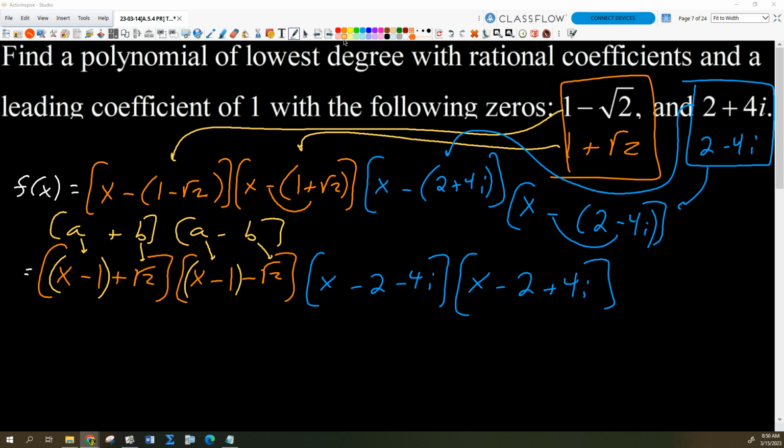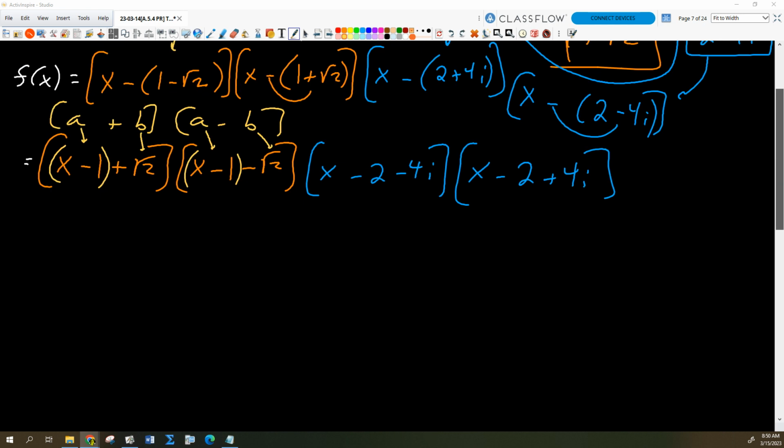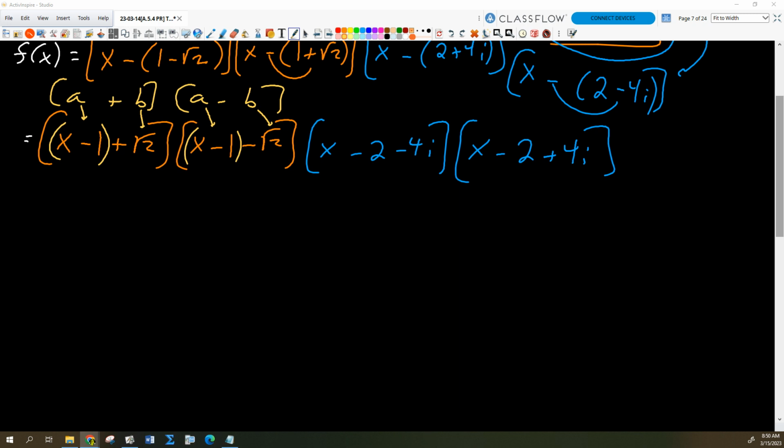That's pretty tricky, right? Because now when I multiply those together, I can multiply those like conjugates. What's our conjugate pattern again? If I multiply a plus b times a minus b, what is that always equal to? a squared minus b squared. There you go.